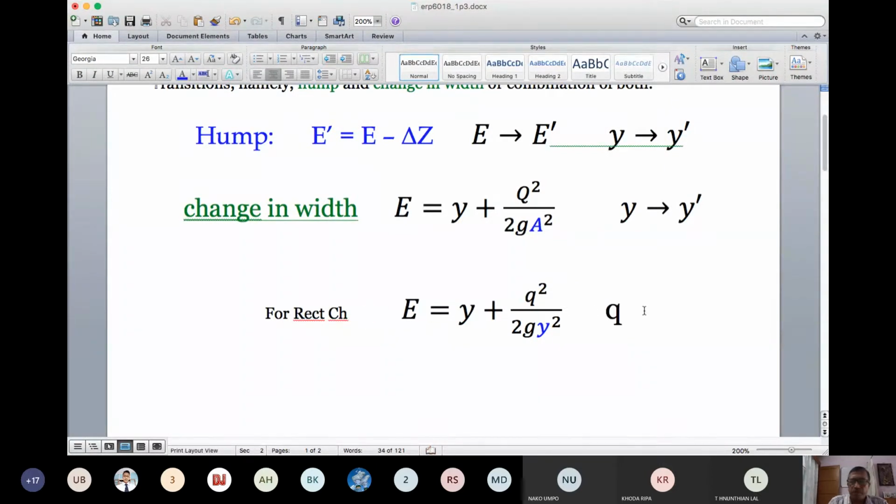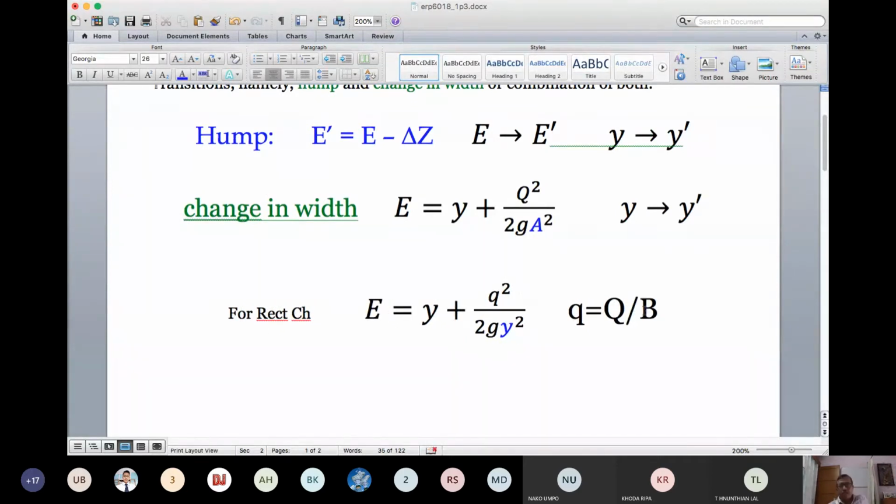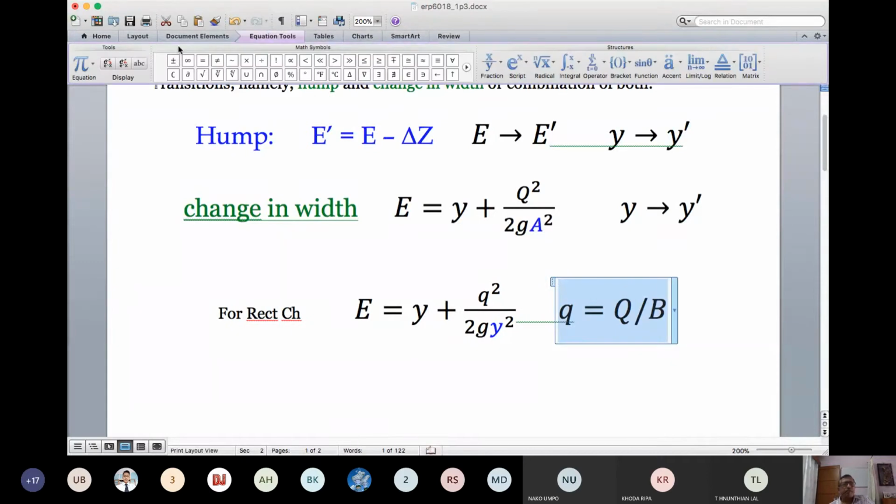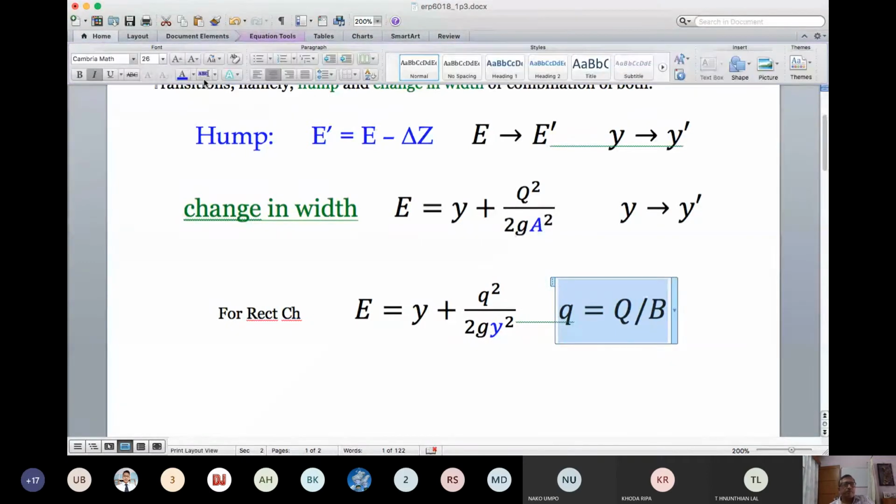small q is equal to Q by b, isn't it? So your small q is equal to Q by b. Fine. So small q is equal to Q by b, and we have made use of this for a rectangular channel. So the case is y changing to y dash.